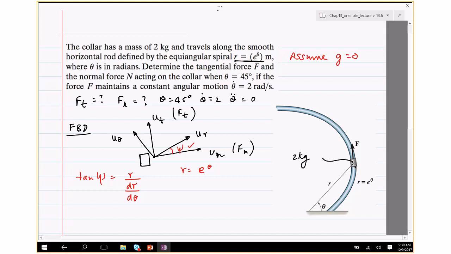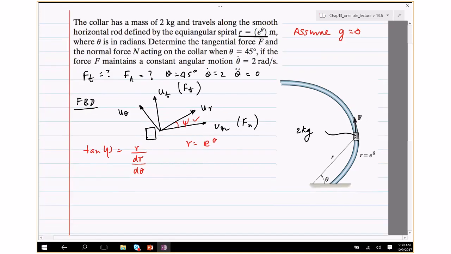So, by the way, my free body diagram is not complete. I'm shown an F, so I need to draw the F. And since this collar is sliding on a rod, that rod is going to exert a force which is in the normal direction, right? And that the force always passes through the instantaneous center of this curve.